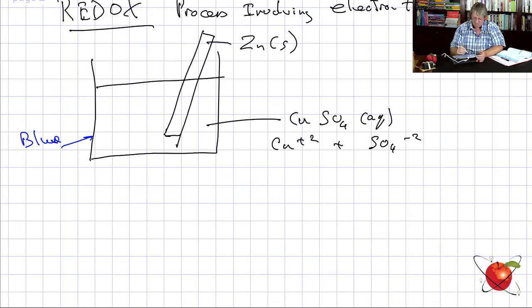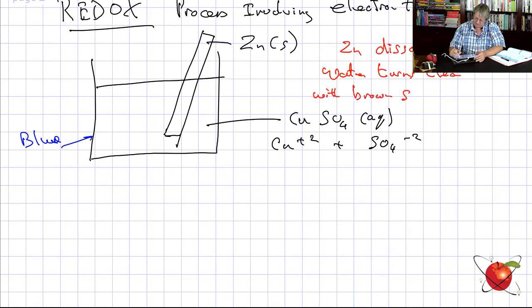Now this is what happens. All of a sudden, we see the zinc dissolves, okay? And the water turns clear with brown specks precipitating out. The blue changes to brown, and we see little flakes of stuff in the water.